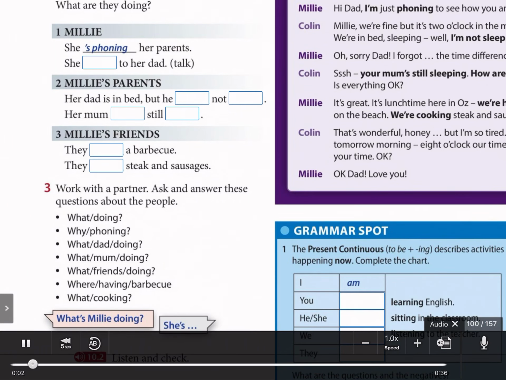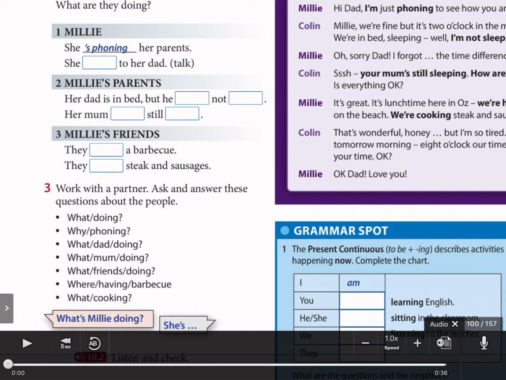10.2. What are they doing? What's Millie doing? She's phoning her parents. Why is she phoning? Because she wants to know how they are. What's her dad doing? He's talking to Millie. He's not sleeping. What's her mum doing? She's sleeping. What are Millie's friends doing? They're having a barbecue. Where are they having the barbecue? On the beach. What are they cooking? Steak and sausages.